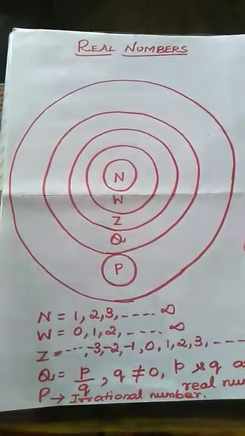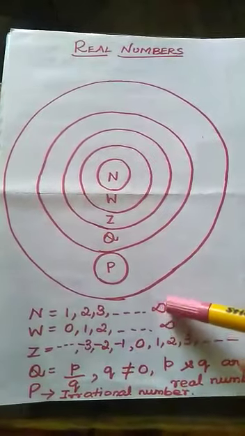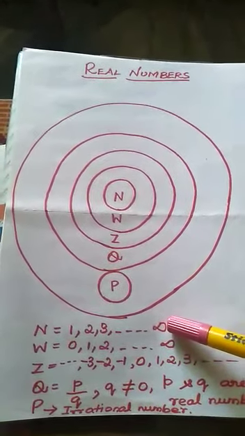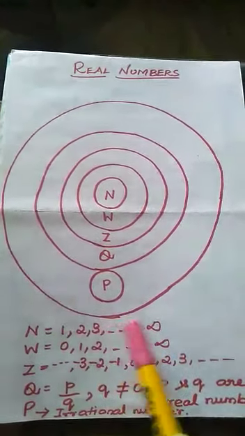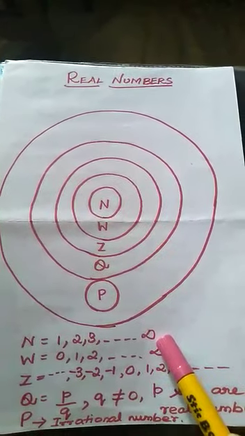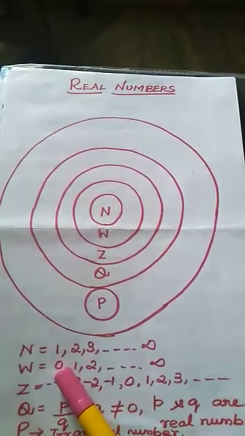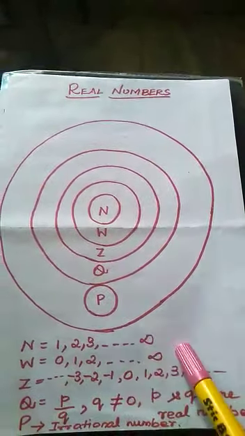Before that I am going to explain real numbers. The first one is natural numbers. Actually, what is a natural number? Natural numbers are counting numbers. It starts from 1, so 1, 2, 3, etc., up to infinity. The next one is whole numbers. Natural numbers including 0 are called whole numbers. Whole numbers start from 0: 0, 1, 2, etc., up to infinity.